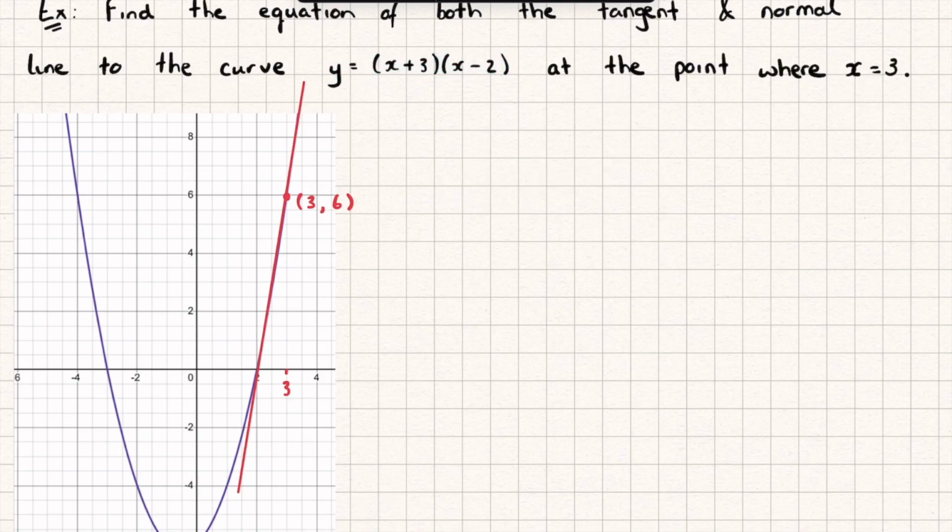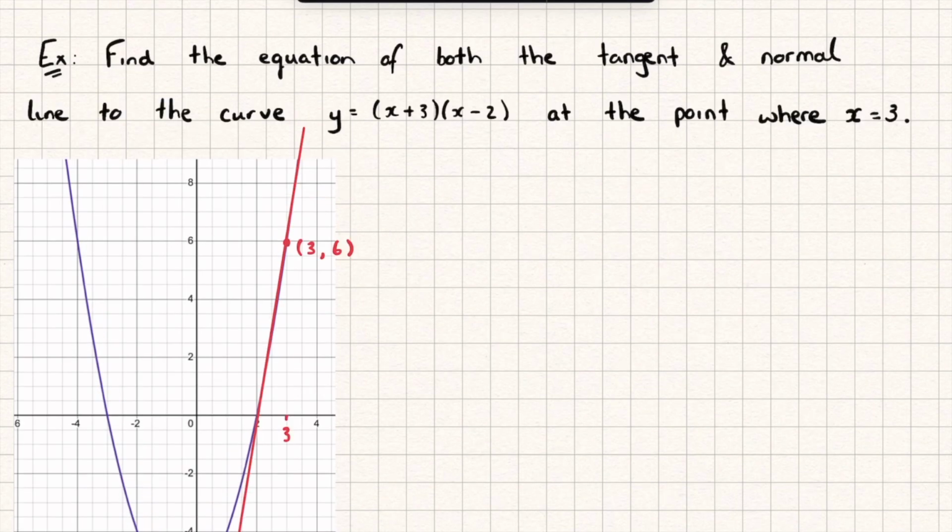Okay. The next thing we need to find the equation of this line is the gradient. And so really to do that we can just find the gradient of the curve at the point x is 3. And to do that we're going to use differentiation. So we want to differentiate this curve here.